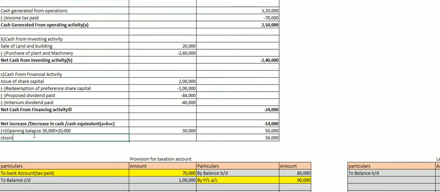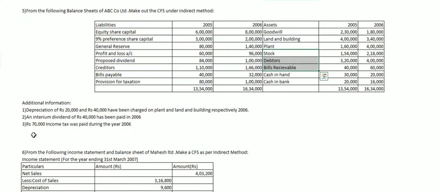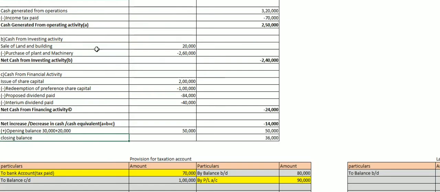So how do you get this closing balance? If you see your closing balance, cash in hand is 20,000 plus 16,000, which is equal to 36,000. So if you add, you are supposed to get 36,000, which is equal to your closing balance of cash in hand and cash at bank. So by this we end the sum.